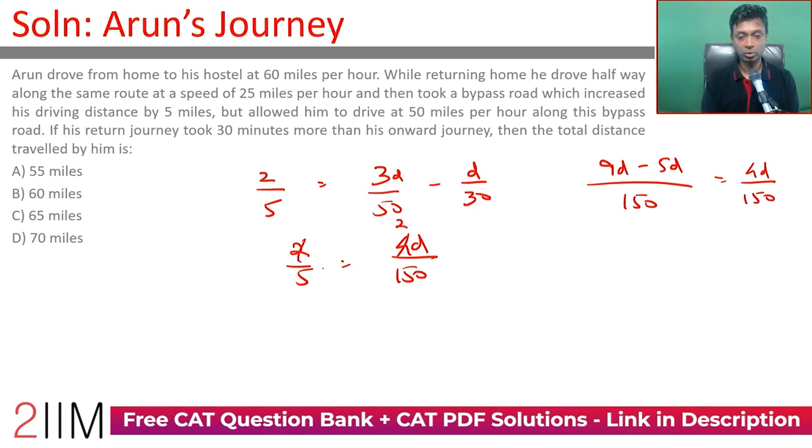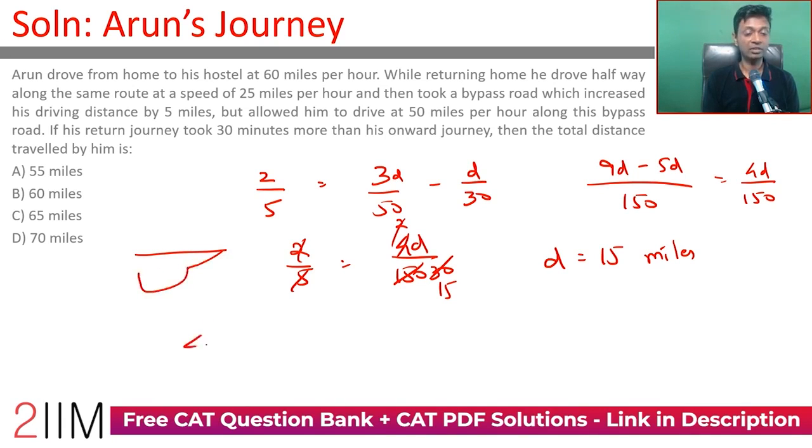This I'm going to make it as 2D. 150 by 5 is 30. D by this is 15. D by 15 is 1, or D is 15 miles. Remember, we're talking about his total journey. That means he traveled 2D and then D, and then D plus 5. You're traveling 4D plus 5, 60 plus 5, 65 miles.